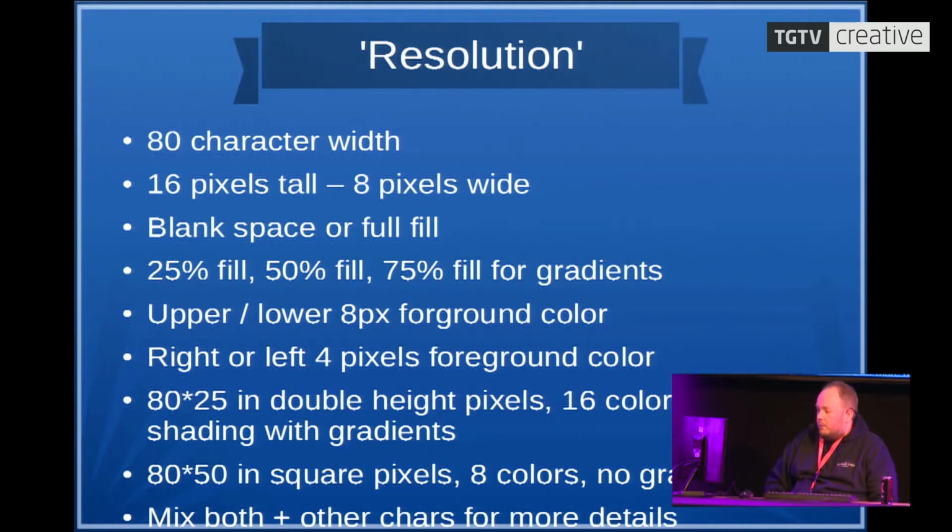And you can have a blank space, or full fill, or you can have 25, 50, 75 percent fill for gradients. So if you want to make a really, really dark brown, you can have a black background and the 25% fill with brown. That creates a dark brown. If you want slightly more brown, you use the 50 fill, the 75, and so on. And you can also have characters with everything on the top filled in, or everything on the bottom filled in, allowing you to sort of increase the resolution.